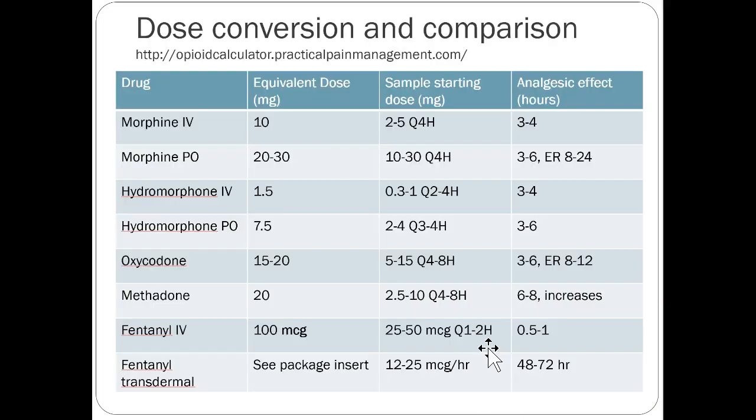All right, dose conversions. Everything's based sort of off 10 milligrams of IV morphine, which is why, you know, they're like, why is this 1.5 of Dilaudid? Well, 10 milligrams of morphine is kind of like your cornerstone. And it's somewhat of a range.